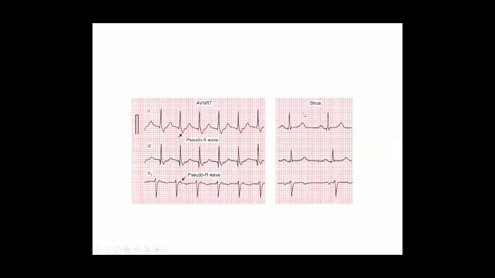This is another example. Here on the right, I have the normal sinus rhythm. Clearly here I see the positive P wave in lead 2 preceding the QRS complex, and during the tachycardia there is no such P wave, and I see this retrograde P wave.